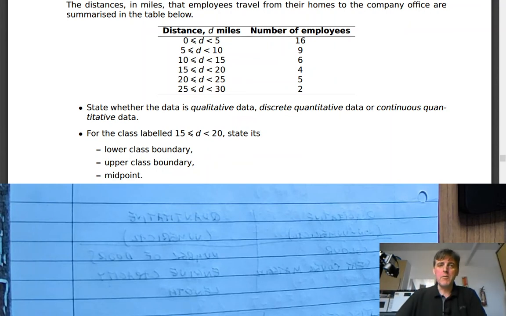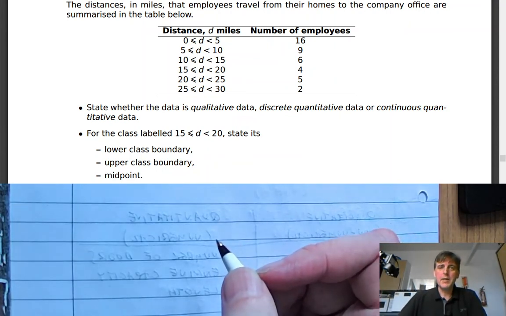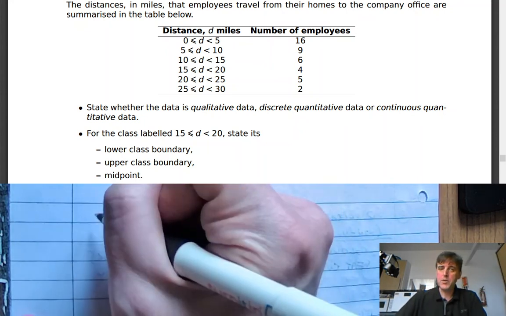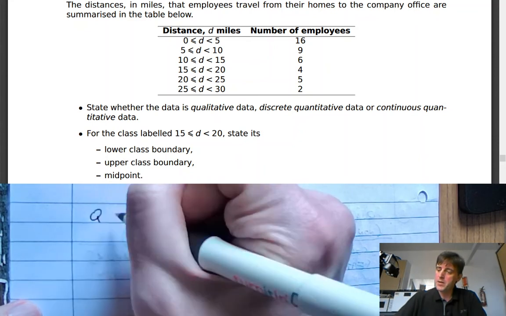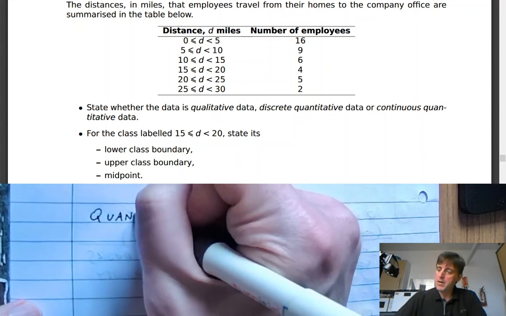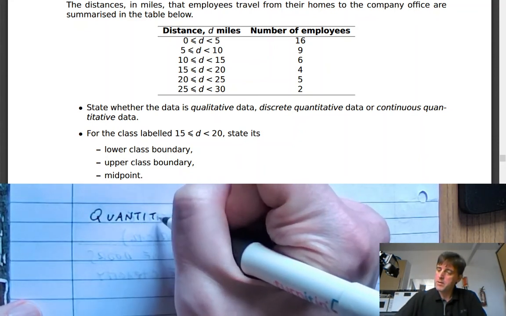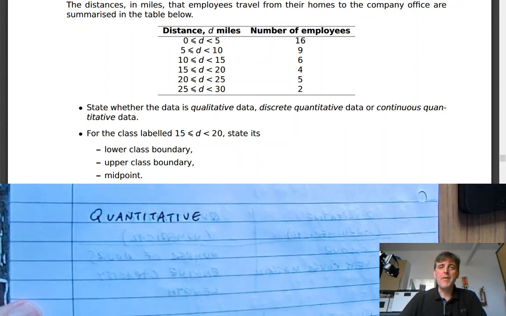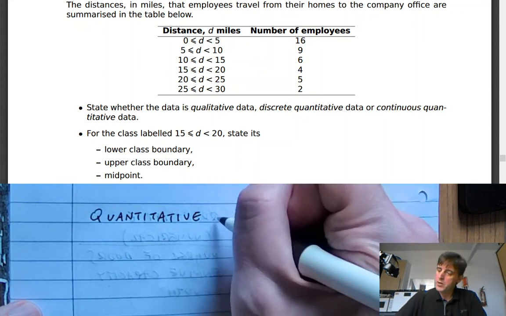Okay, so here are the answers. This particular data, we're looking at the distance that employees travel. Certainly it's going to be quantitative data because it's a number. So quantitative, always have to think about how to spell that word. There we go, quantitative. And then is it discrete or is it continuous? Well, I think this is continuous.